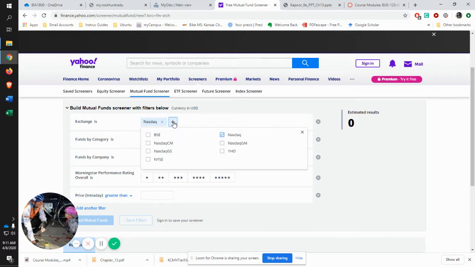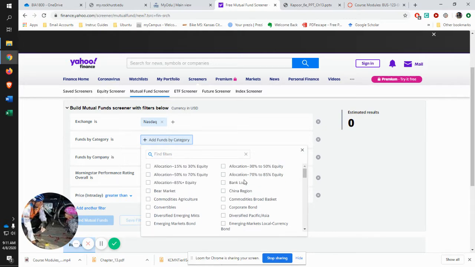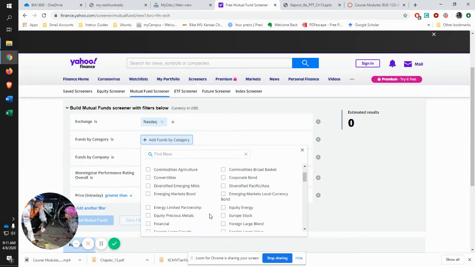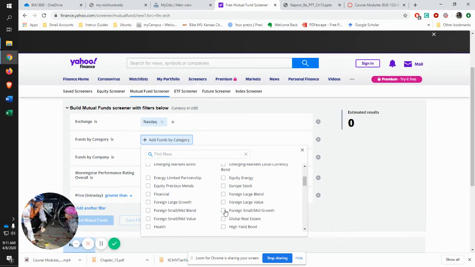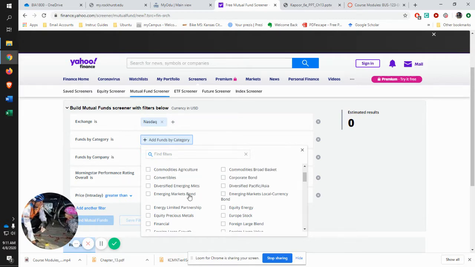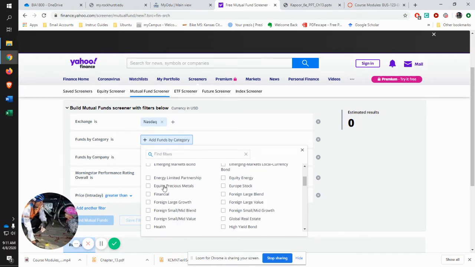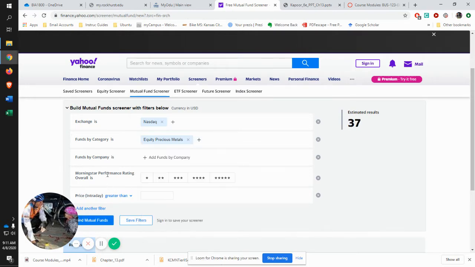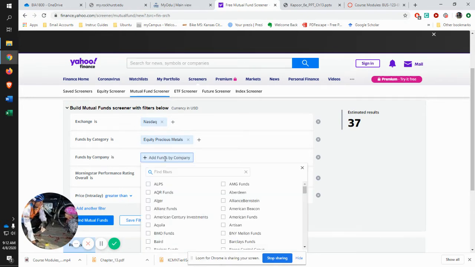So you can look for things that are in the different exchanges. And we're going to keep it with NASDAQ right now. You can look at different categories. So in other words, asset allocations, bank loans, commodities, corporate bonds, European stocks, equity precious metals, things like this. So one of the things you can do is say, okay, I'd like to look for funds that are focused on, let's say, equity precious metals.